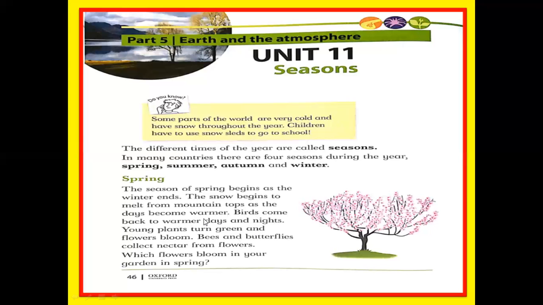In this season, birds come back from the cold areas to the warmer areas. Young plants turn green and flowers bloom. Bees and butterflies collect nectar from flowers. I told you before, in spring you can see flowers, and also very, very beautiful butterflies. Why do butterflies come in this season? Because butterflies collect nectar from flowers. Nectar is, you can say, the juice of the flowers.